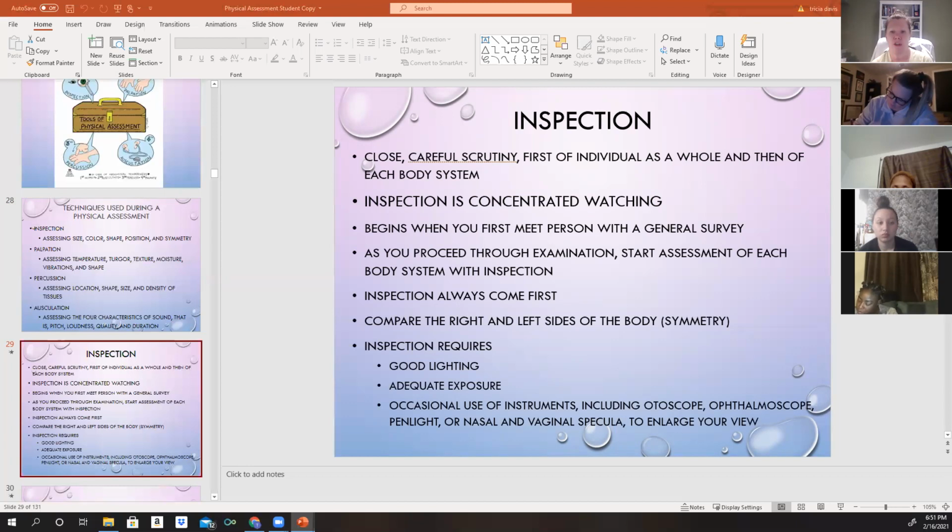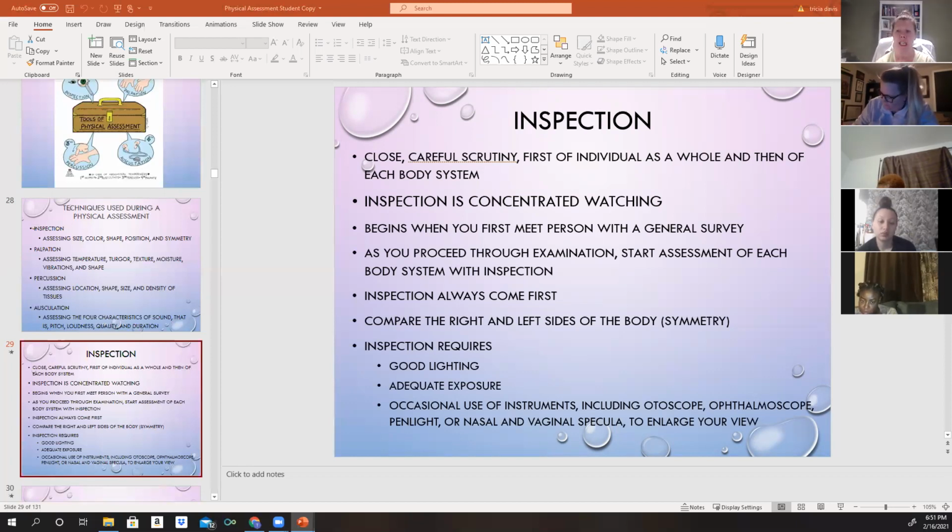As you proceed through the examination, start the assessment of each body system with inspection. Inspection always comes first. That's the first thing we do. Remember, we talked about 4 things: inspection, palpation, percussion, auscultation. Inspection comes first. You always compare the right and the left sides of the body. We call that symmetry.